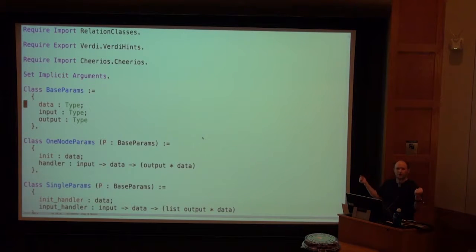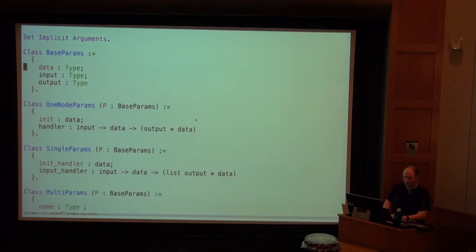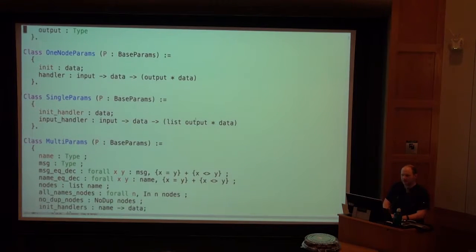As long as you have the right handlers for the types of the nodes and messages and state, you can get semantics for different fault models. So instead of module type, we're going to have a type class for the base params. And then we have different kinds of base params.